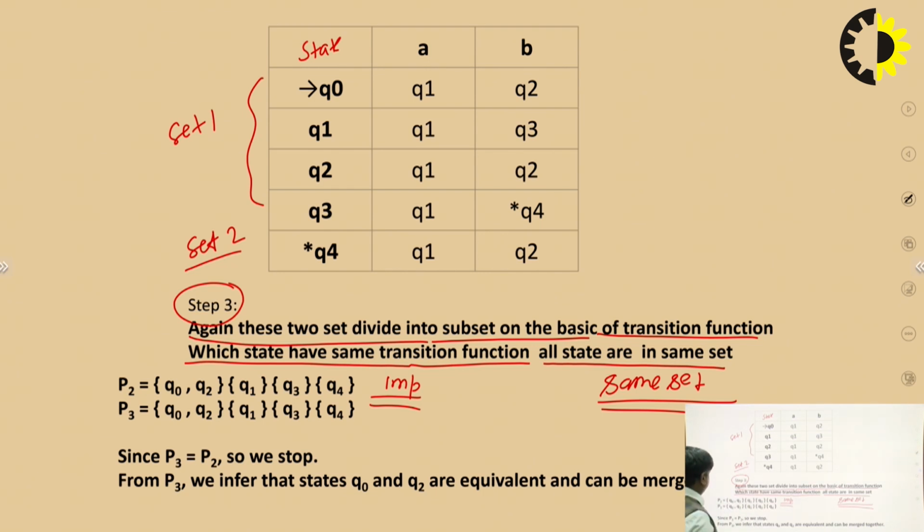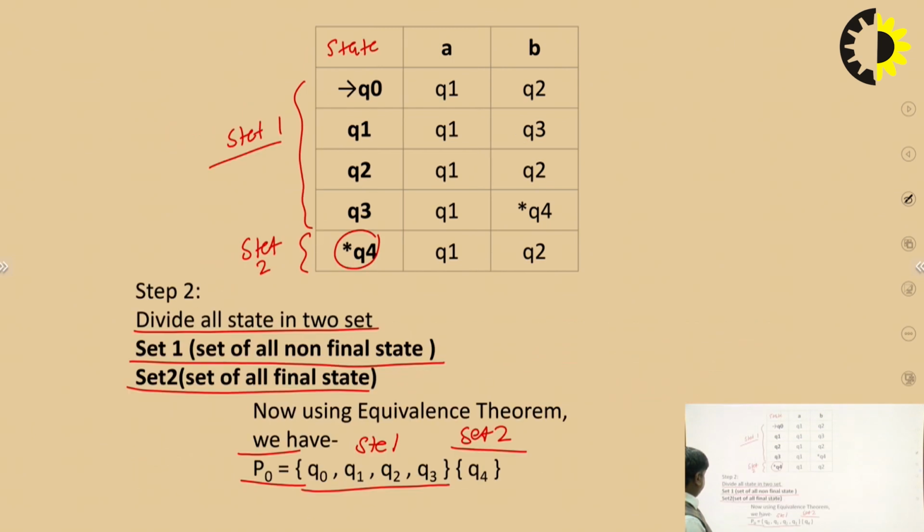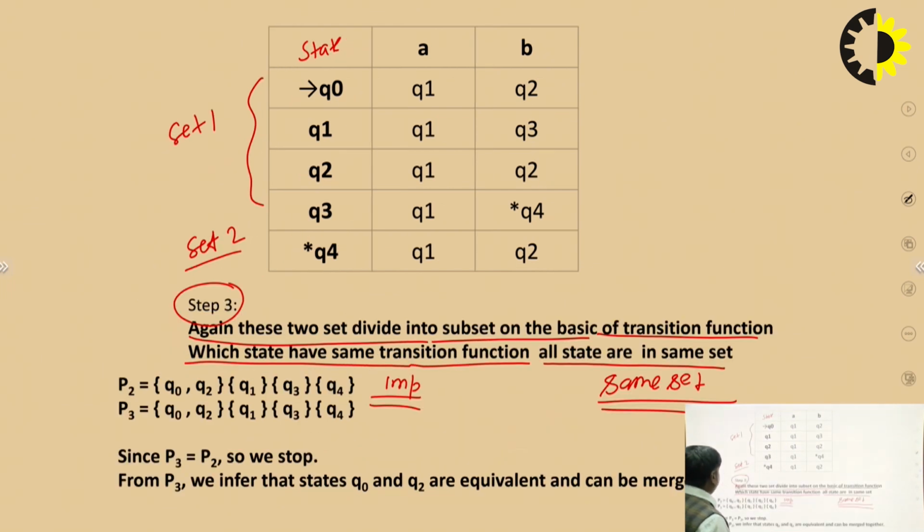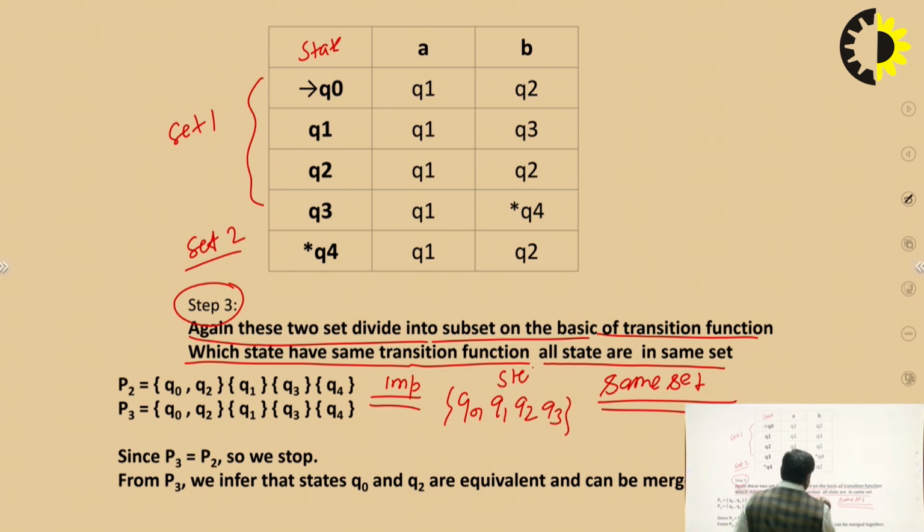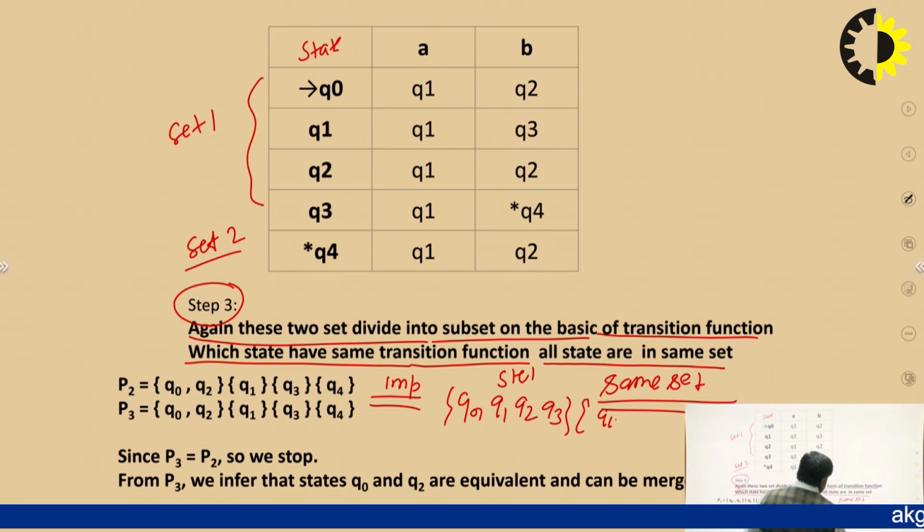Now, Q0, Q1, Q2 and Q3, that is set 1, and Q4 that is set 2. Now we check the Q0 transition function and Q1 transition function. If these two transition functions are the same, then they lie into the same set. If these two transition functions are different, then they lie into different sets.